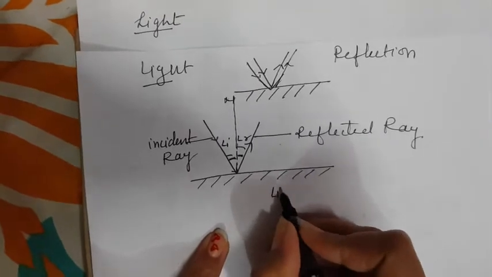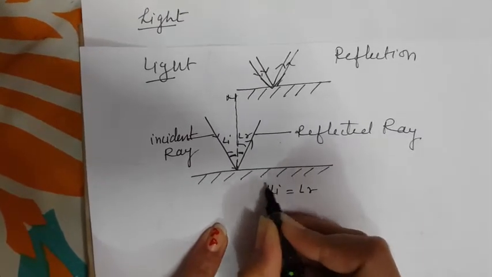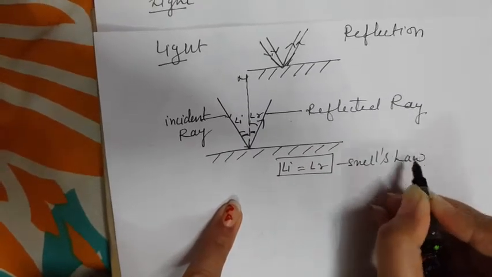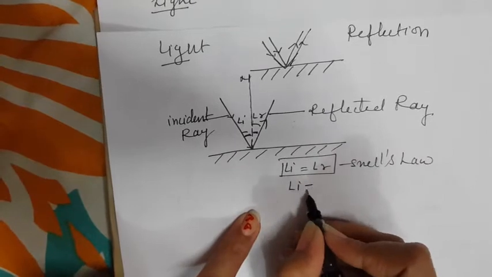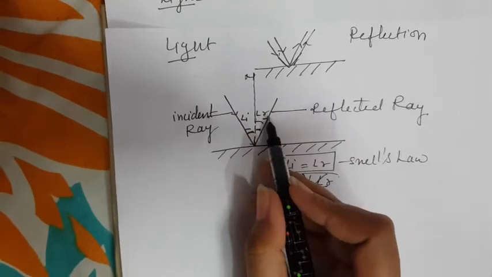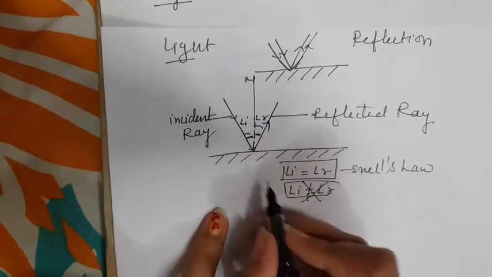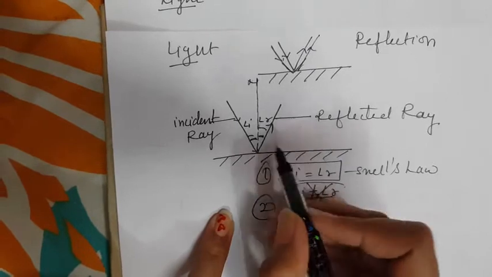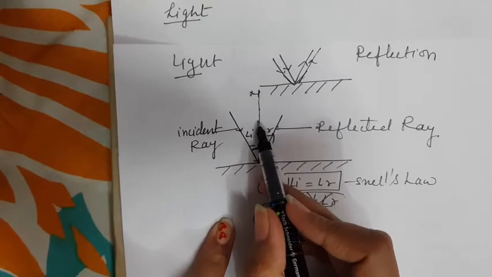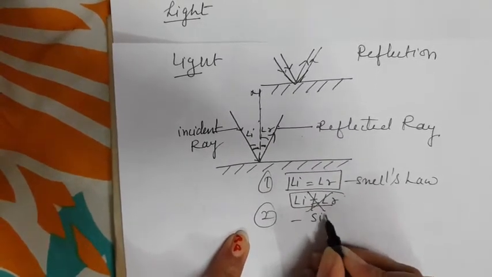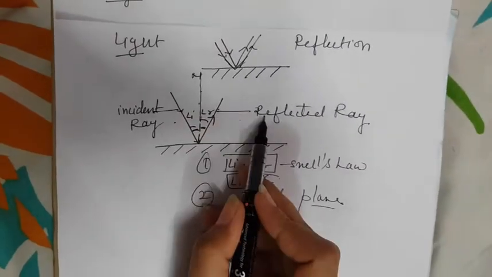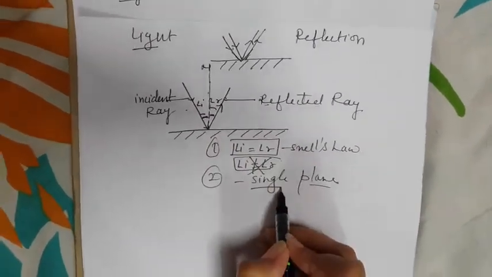Now, angle I is always equal to angle R. This is the law of reflection. It can never be that angle I is not equal to angle R. This is wrong. This can never happen. Angle I is always equal to angle R. Second law, this was the first law. Second law: the incident ray, the reflected ray and the normal will always lie in a single plane.